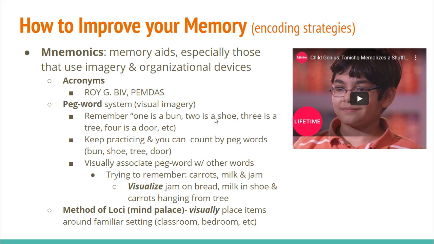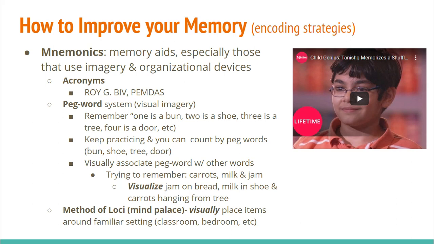Two is a shoe. Whatever the second thing in the list is, it goes into your shoe. So if you're trying to remember a deck of cards, say, six of hearts, I've got a six of hearts sitting on top of a honey bun. Two is a shoe, so what's in the shoe? I've got an eight of clubs sitting in the shoe.